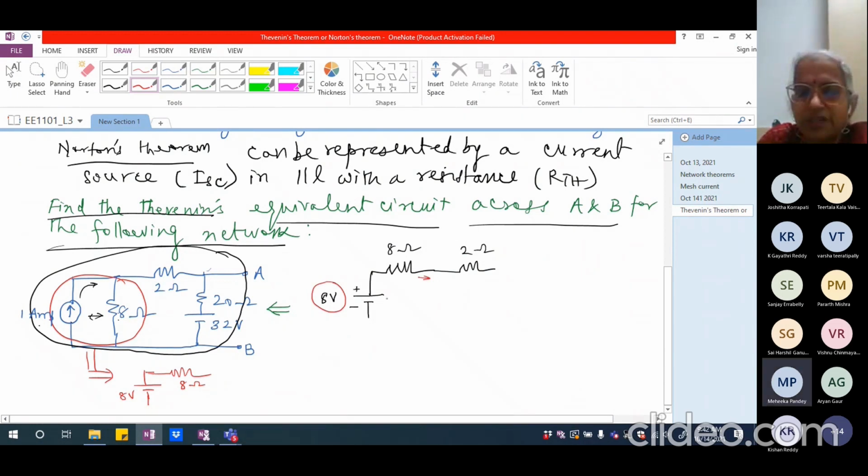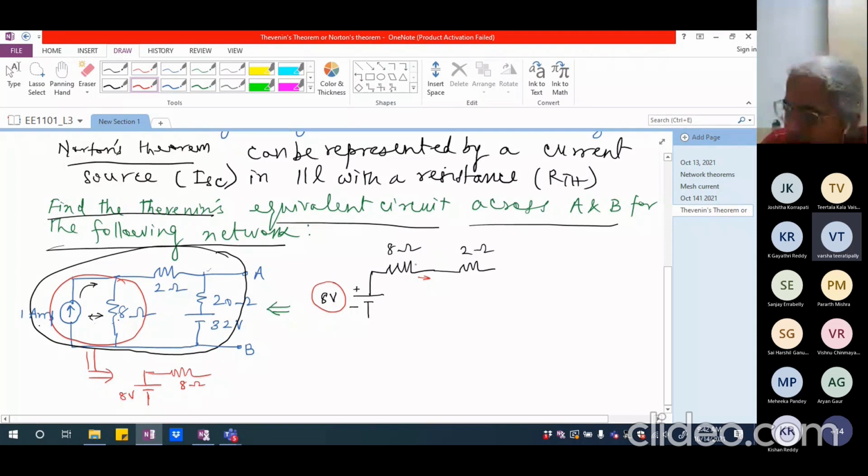So when you represent a voltage source in series with the resistance, that is equivalent to a current source in parallel with the same resistance. The current source value is found out by dividing the voltage source value by the resistance itself. So this is the equivalent conversion criteria that we always adopt for voltage source to current source conversion and current source to voltage source conversion. Is that clear? Okay, ma'am.